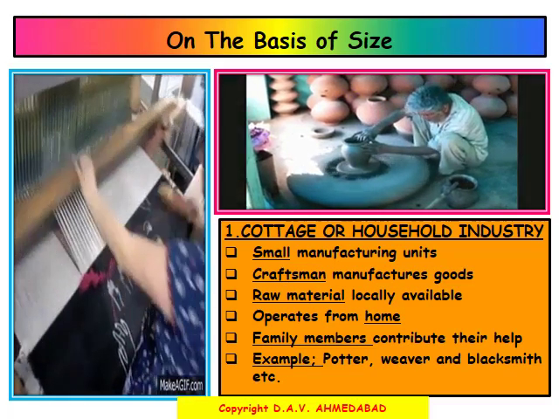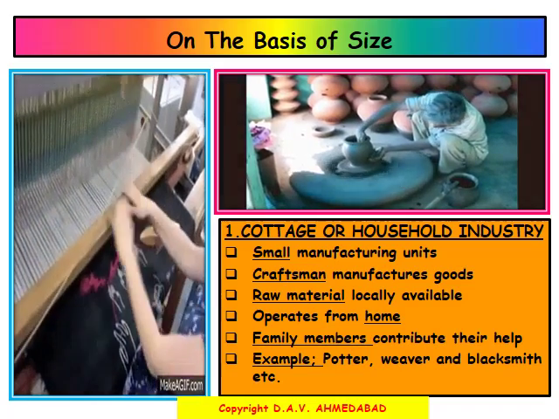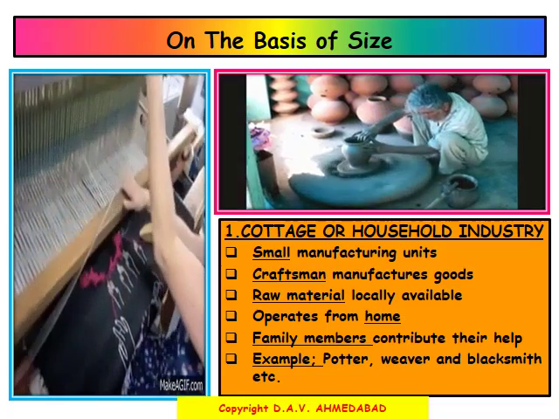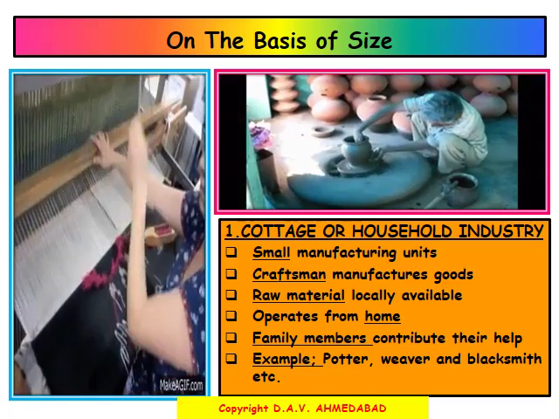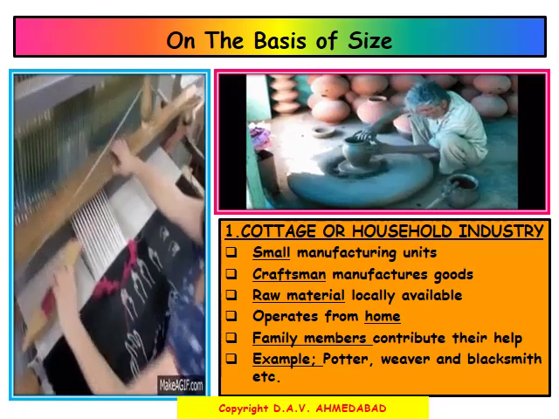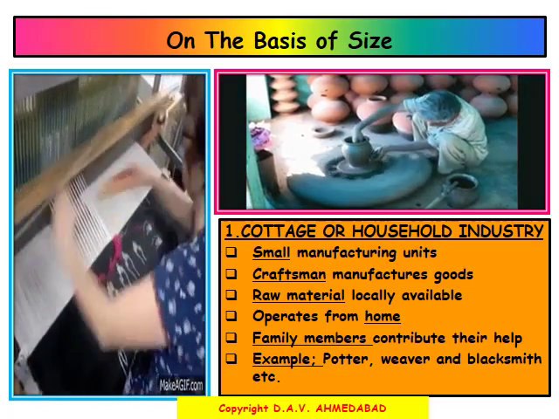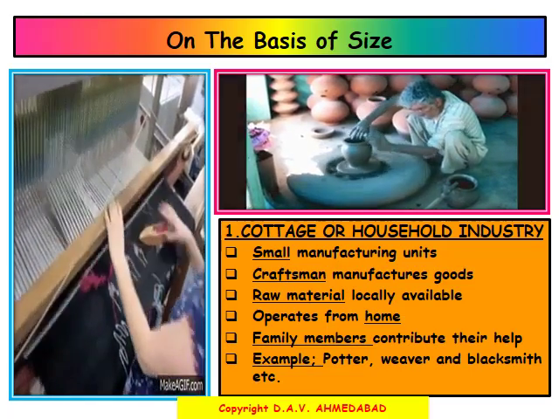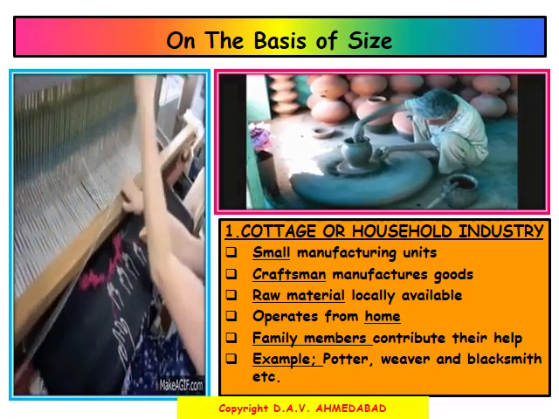Manufacturing industries on the basis of size. First is the cottage industry or the household industry. Now they are basically small manufacturing units. The craftsman manufactures goods from raw materials which are locally available. They basically operate from home. Family members contribute their help. For example, potter, weaver and blacksmith.